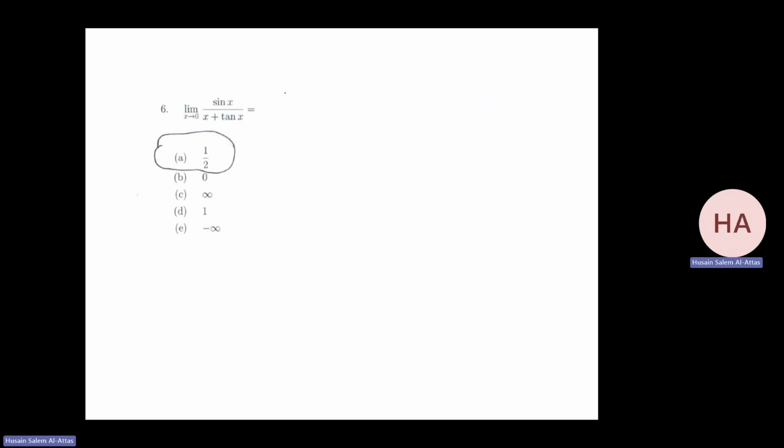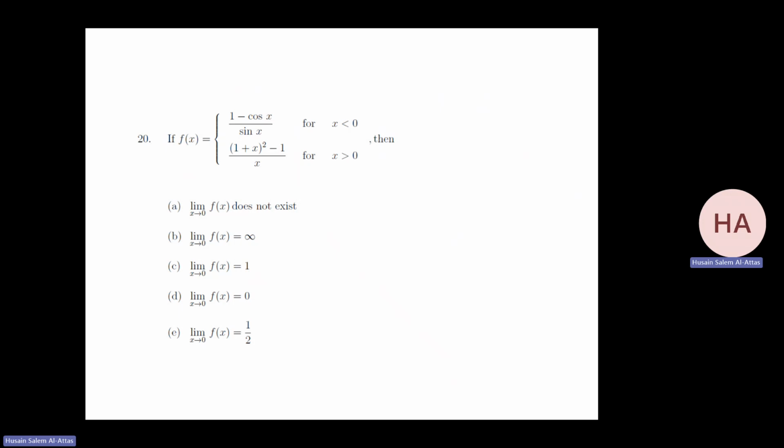So I need the same idea. Let me do it quickly. Sine x over x, x over x. That will be 1 over 1 plus 1, which is half. That will be the answer.